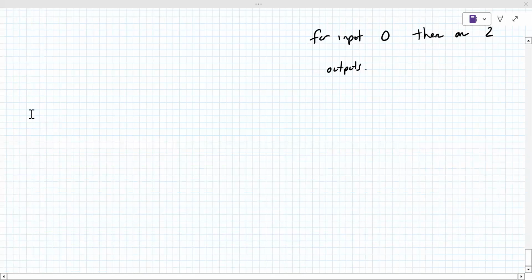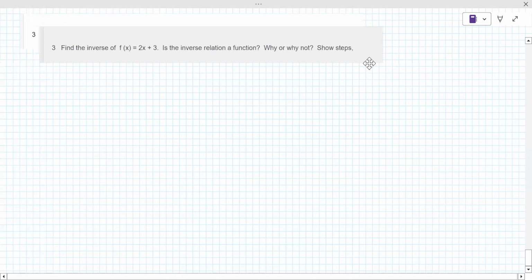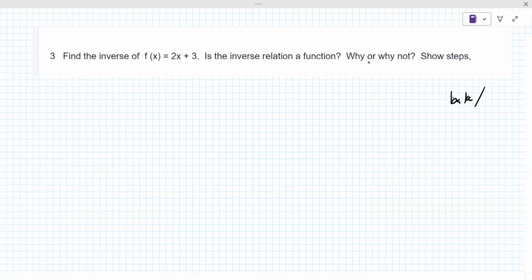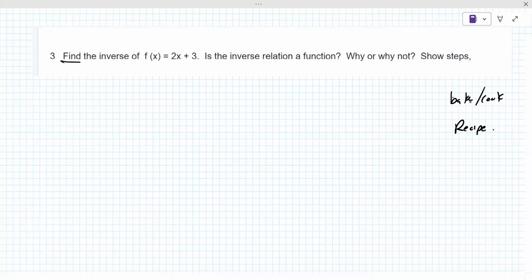All right, number 3 is to find the inverse of this function. Do you like to bake or cook? Do anything like that? Not really. So if you've ever wanted to make something, you might find a recipe. Yeah. And a lot of math is basically a recipe. There's step 1, step 2, step 3. So there's a recipe for finding the inverse.